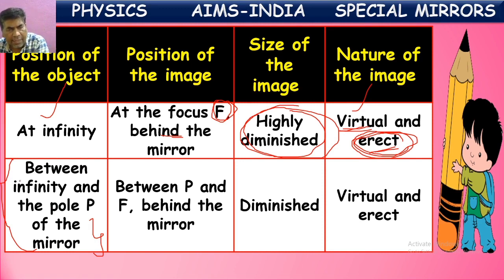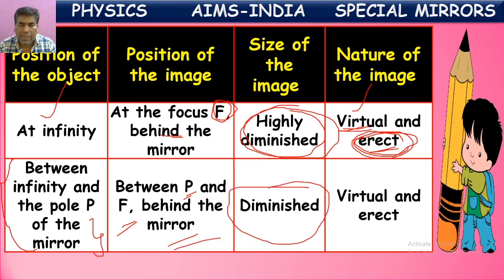What are finite distances? Beyond C, at C, between C and F, at F, and between F and P. In all 5 cases, how is the image formed? Between F and P, behind the mirror. What is the nature? Diminished image, small image. What is the size? Small image. What is the nature? Virtual, behind the mirror, erect, standing straight.